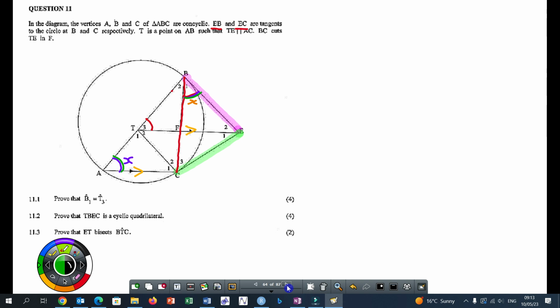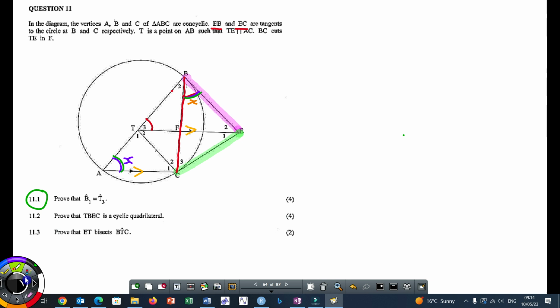Trig has always been in the curriculum. Okay, all right. So already I'm smiling because I can prove that those two angles are equal. Right, so we are doing 11.1. Okay, let me do it there.